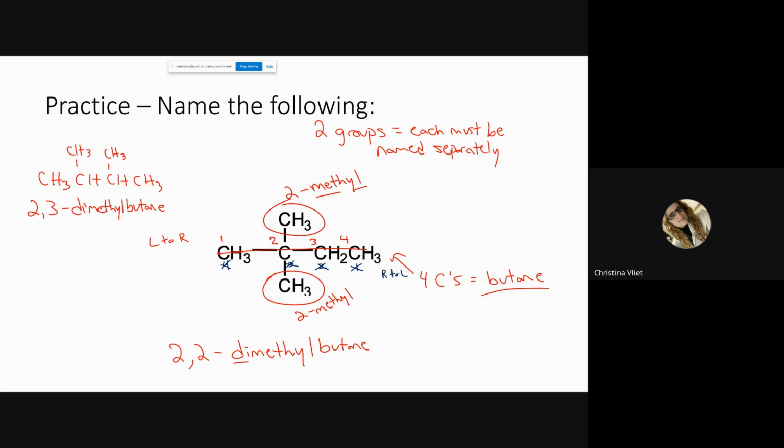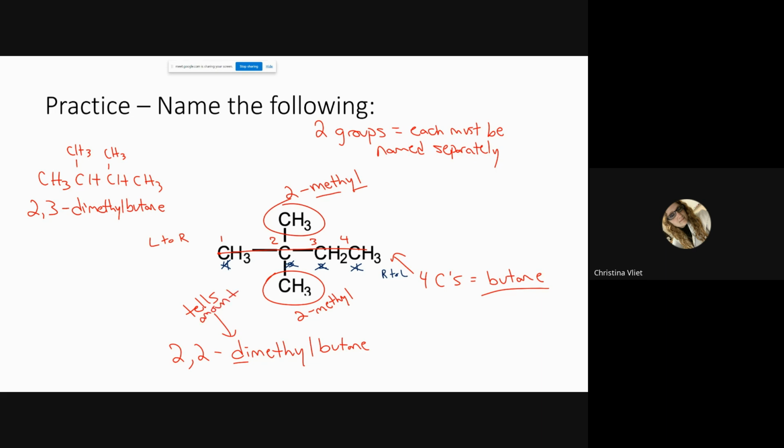See if that makes sense to you. So if you've got multiple of the same substituent, you've got to group them together. You write di if you've got 2, tri if you've got 3, and tetra if you've got 4. That's what those di, tri, tetra prefixes are for. It's for amounts. So this tells amount.